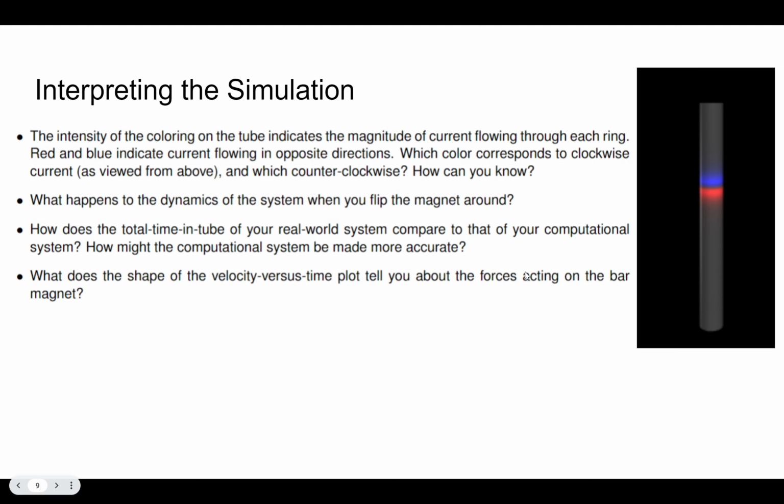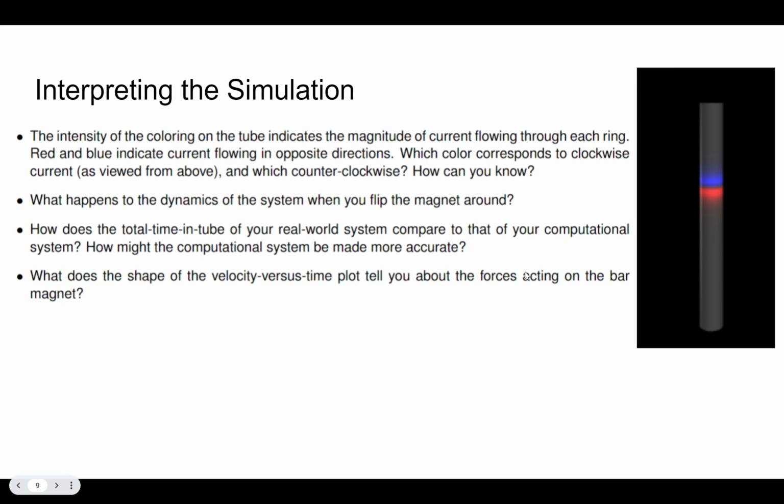Interpreting the simulation, the intensity of the coloring on the tube indicates the magnitude of the current flowing through each ring, with red and blue coloring indicating opposite directions, clockwise and counterclockwise. How do you know? If you look at the flux through the tube, you would know that blue is clockwise and red is counterclockwise, right? Because the magnet is moving downwards, the force on top is going to be gravity and the force on bottom is going to be the magnetic force.